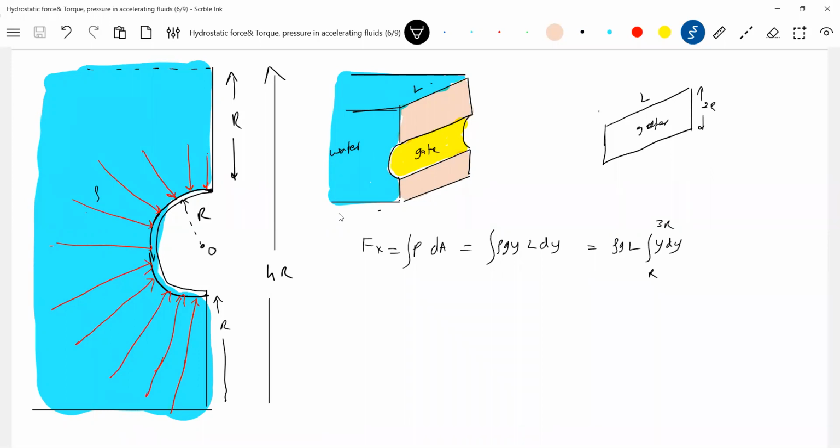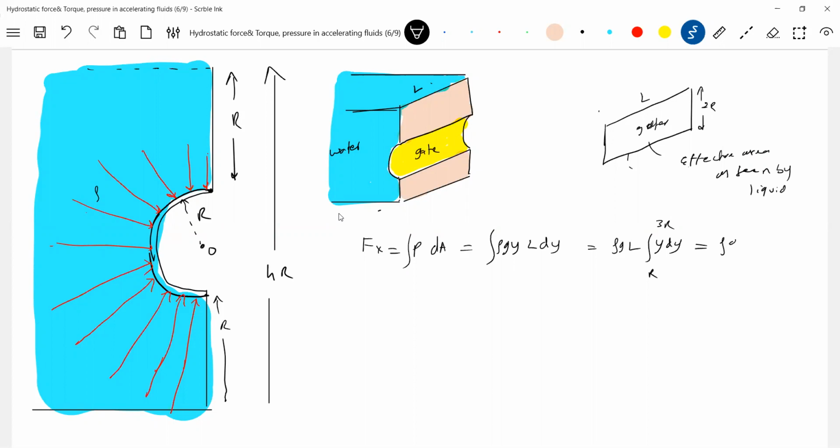I think I should write projected area pi R L. Do you agree? No, the liquid will not see the curved surface. It will just see the flat surface. The effective area as seen by the liquid.